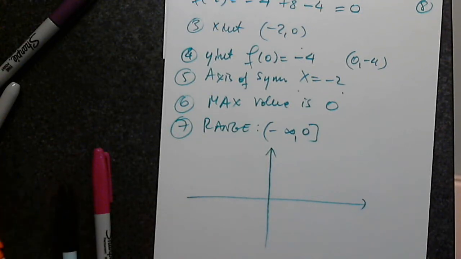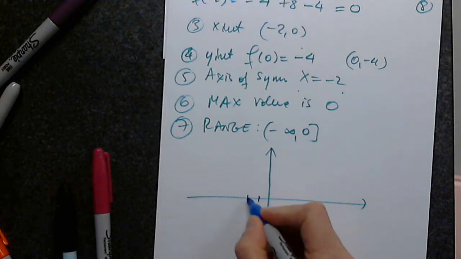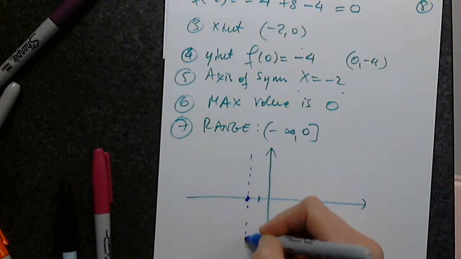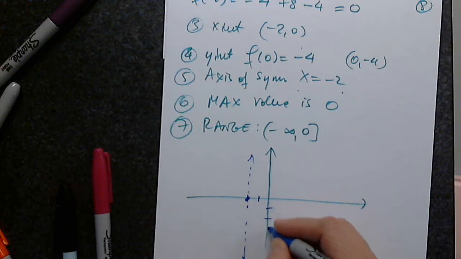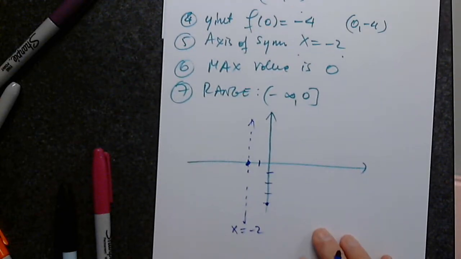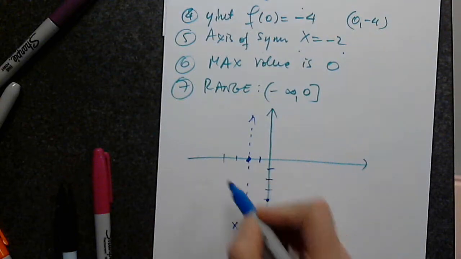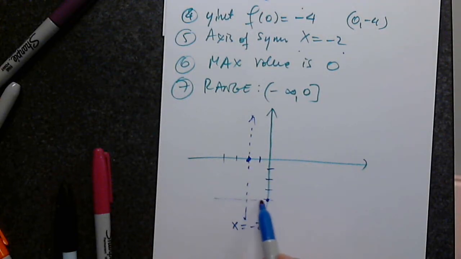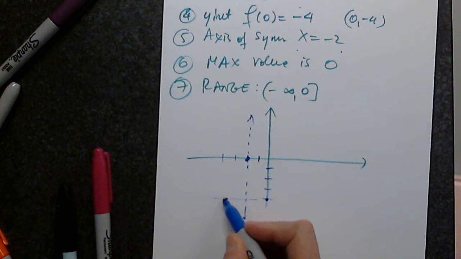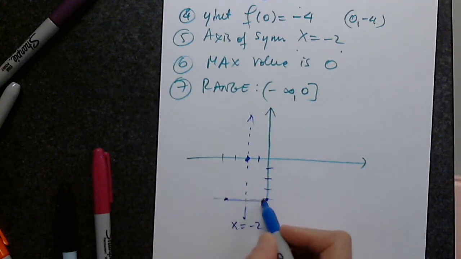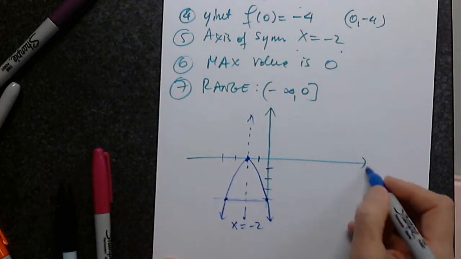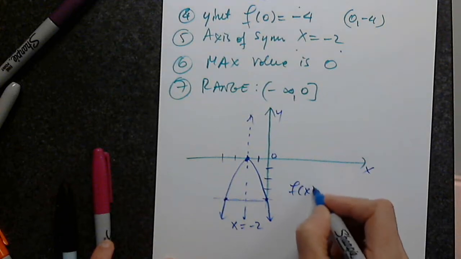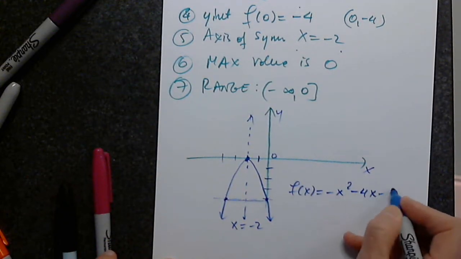I plot the vertex first. I graph the axis of symmetry, not as a solid line. It's not part of the graph. And all I have is 0, -4. 1, 2, 3, 4. And here's what I do because it will help me. 2 units away on this, I measure equal distance to have an extra point on the other side. And here's the graph. So this is f of x, -x² minus 4x minus 4.